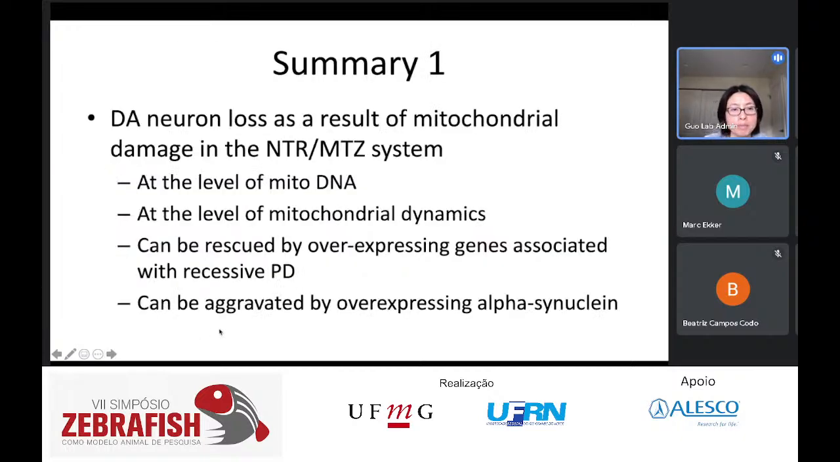So to briefly summarize the part that I just talked about, we have established a dopaminergic neuronal loss model in larval zebrafish using the NTR-MTZ system. We show that this particular system causes dopamine neuron loss as a result of mitochondrial damage. We show that the mitochondrial damage is not only at the level of mitochondrial DNA, but also at the level of mitochondrial dynamics. This dopamine neuron loss phenotype can be rescued by overexpressing genes associated with recessive PD, and can also be aggravated by overexpressing alpha-synuclein, which is associated with the dominant form of PD.